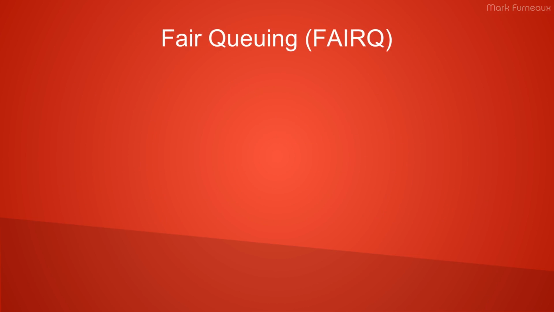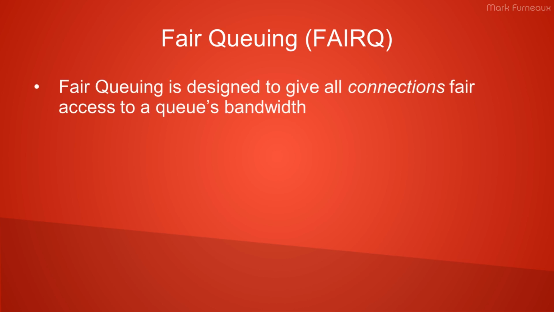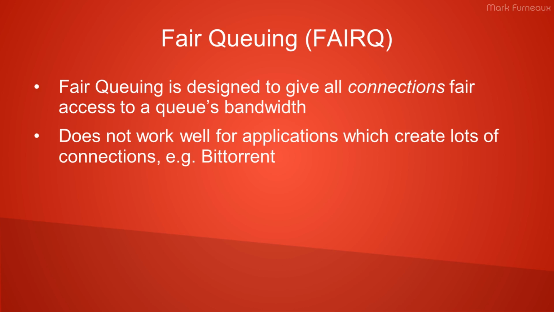So the first kind of real traffic shaper is FAIRQ. And FAIRQ, as the name implies, is designed to give all connections fair access to a queue's bandwidth. And because this works on a connection by connection basis, this shaper doesn't work well for applications which create lots of connections. For example, I'll use BitTorrent, right? It's fair if every person or every application has 1 or 2 connections. But if one application just opens 100 connections, then of course it's going to be able to swamp the link because it now has 100 times more bandwidth than anybody else. So that is one of the big downsides of this type of scheduler.